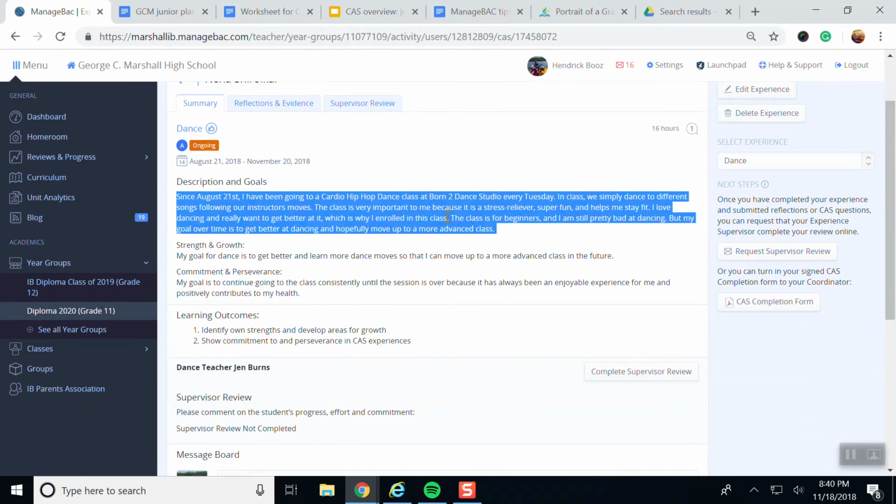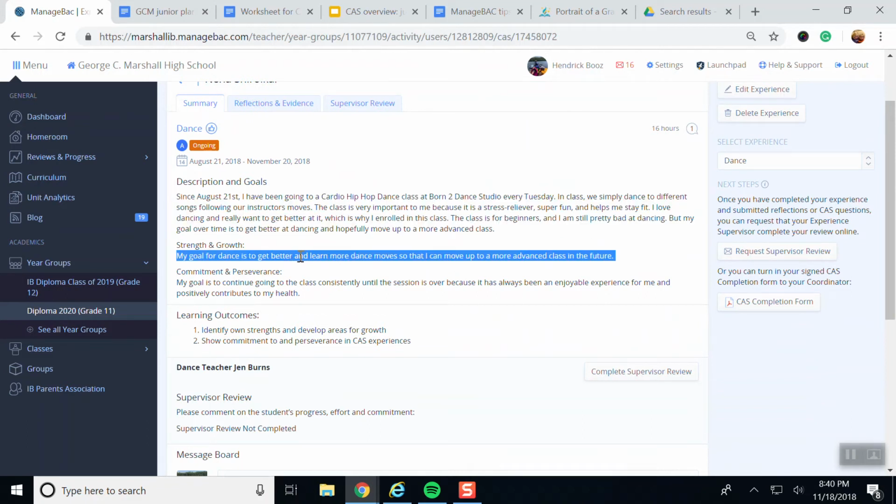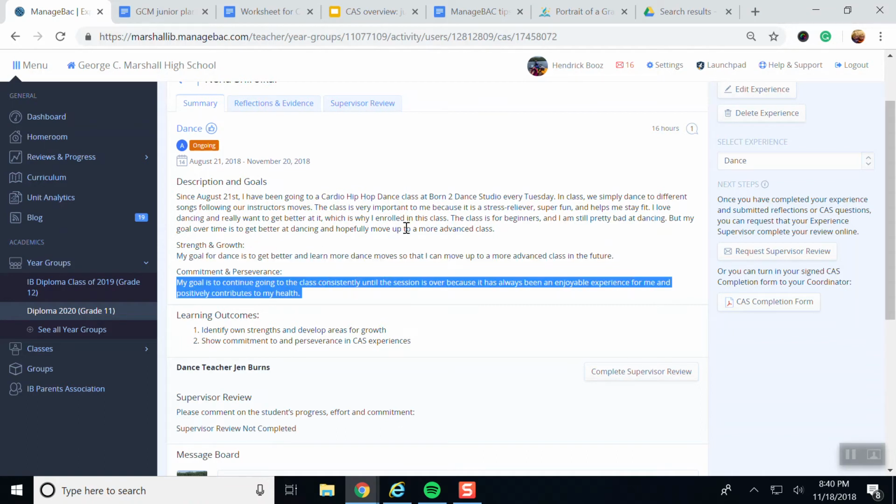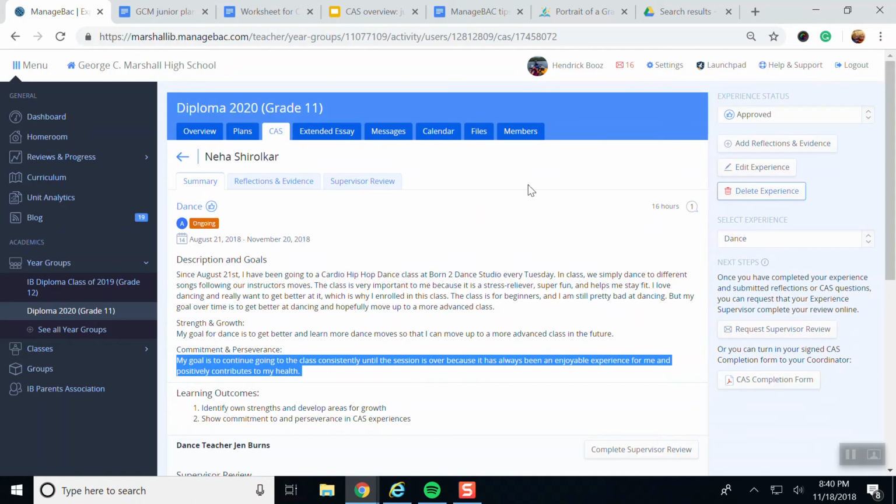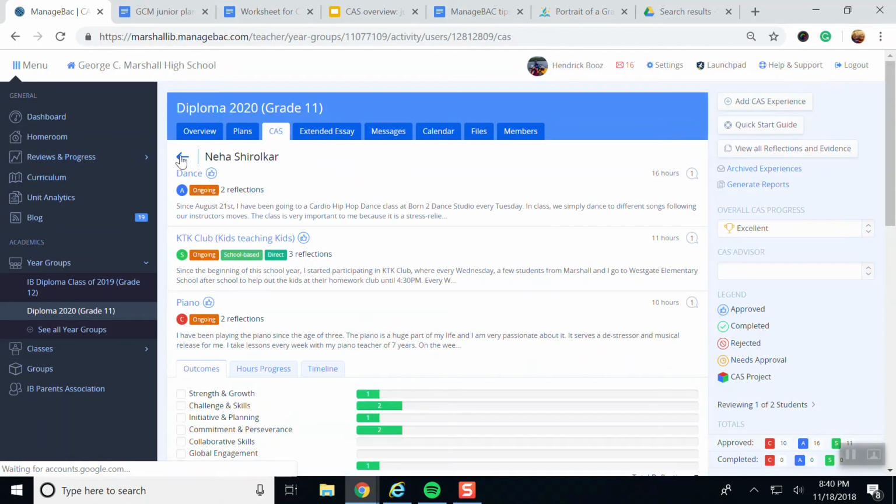Pretty simple, right? This one looks a little bit different, a little bit better description than Elizabeth's. My goal is to get better. Well, let's think about some of those specific dance moves. My goal is to go to the class consistently. I would hope that once you guys commit to something, you can do that. So you're going to learn how to create better goals and maybe more specific goals over the course of your junior year. But this is what somebody's portfolio should look like.